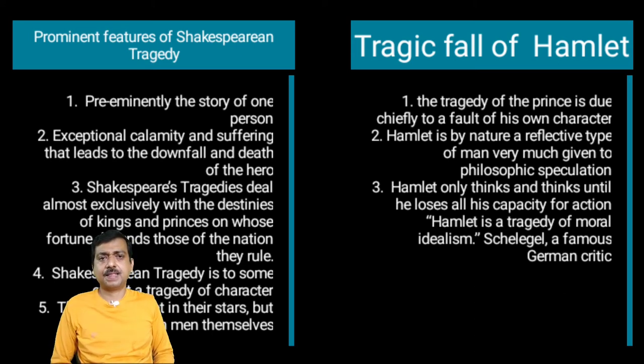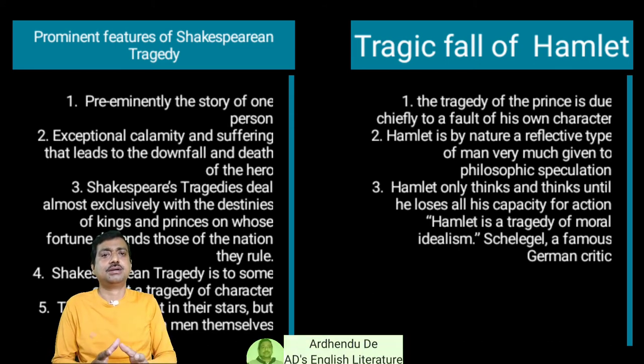That is hamartia. In the case of the play Hamlet, there is no doubt that the tragedy of the prince is due chiefly to a fault of his own character, the indecision. There is in him what may be called a kind of tragic flaw. Hamlet is by nature a reflective type of man, very much given to philosophic speculation. It is true, as the proverb says, that a man must think before he acts. But Hamlet only thinks, broods over many things, until he loses all his capacity for action.